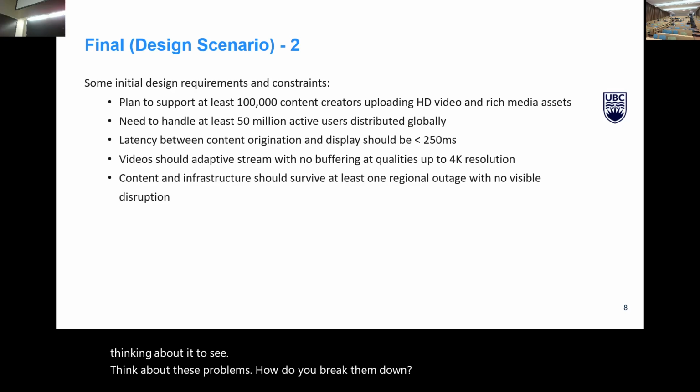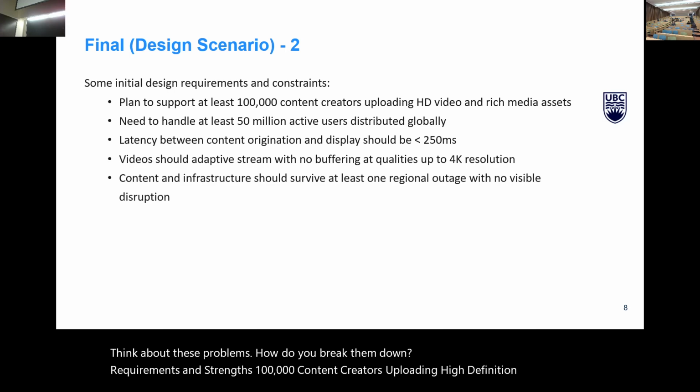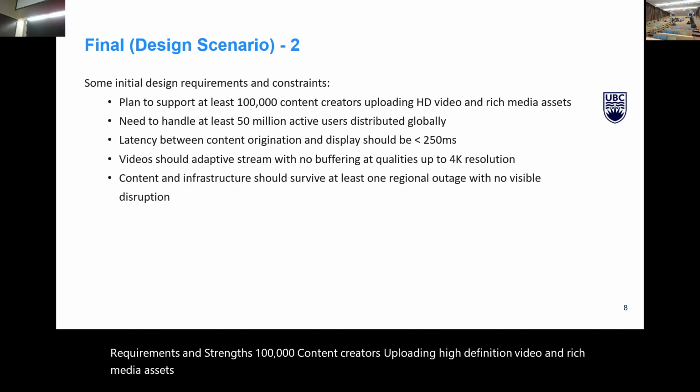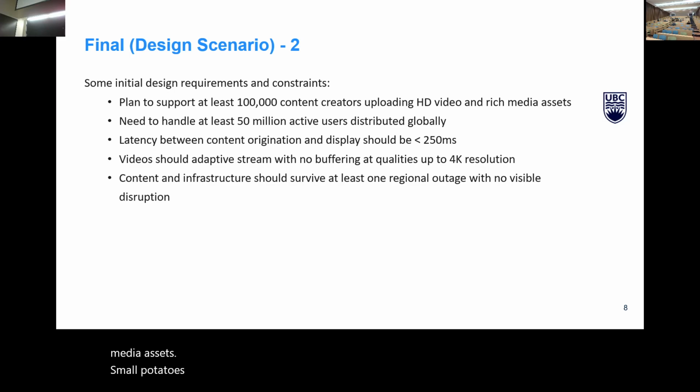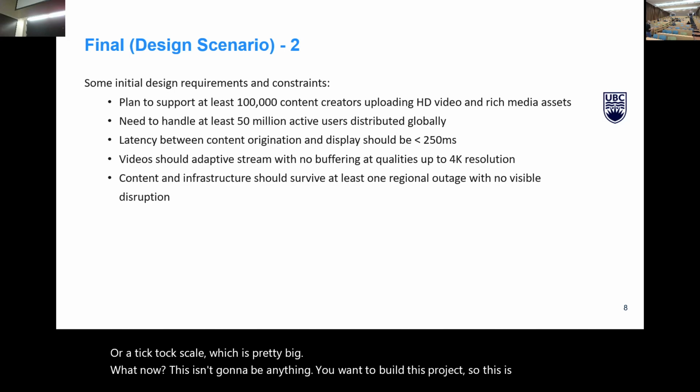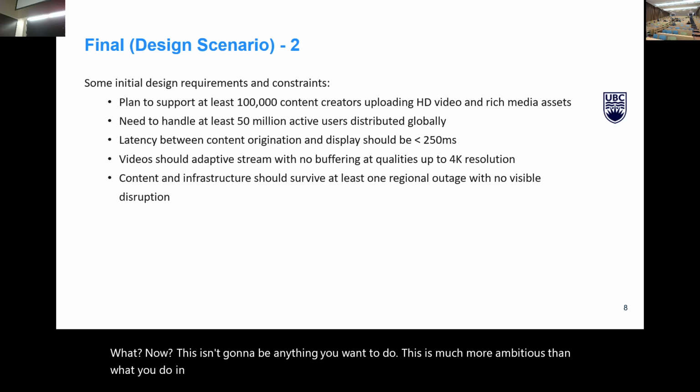And since it didn't fit on one slide, I put the requirements and constraints. Plan to support at least 100,000 content creators uploading high-definition video and rich media assets. Small potatoes kind of stuff, right? This isn't YouTube scale or even TikTok scale. It's pretty big. But, you know, this isn't going to be anything anyone's going to build for their capstone project either. This is much more ambitious than what you would do in a capstone project scenario.